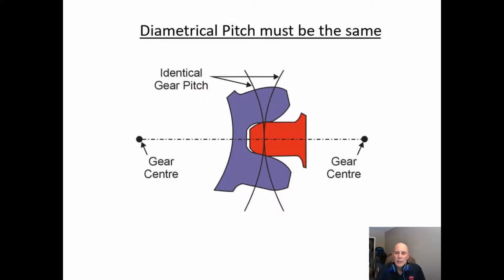Now, again, I've talked about diametrical pitch and how it must be the same. Now, you can buy a set of these. These are a set of gear blanks. So if we want to know what a set of gears is, we can take the gear and we can run this on here until it matches. Now these are metric gears, but we can find out which one it is.